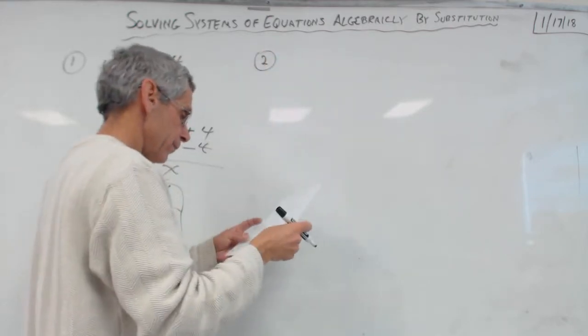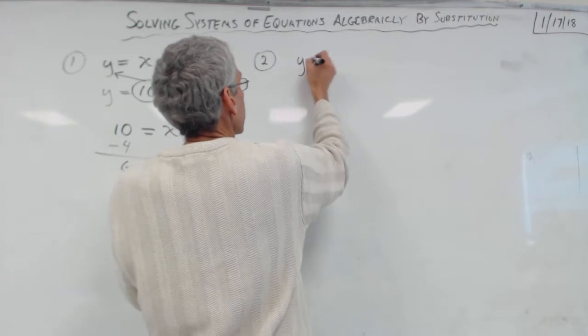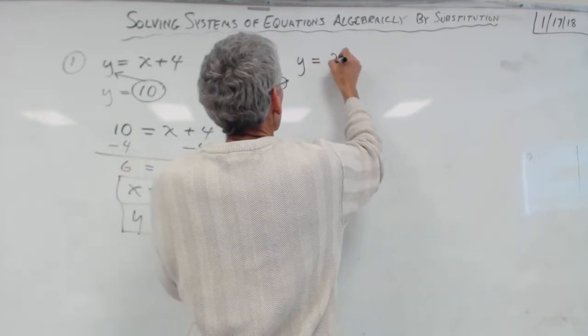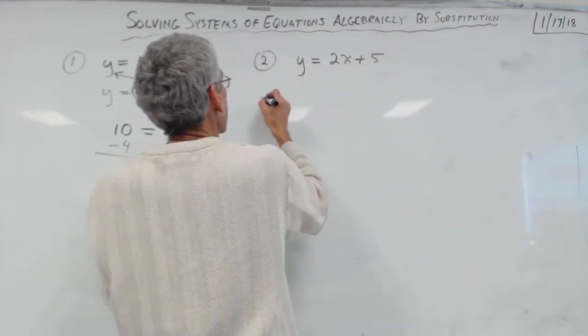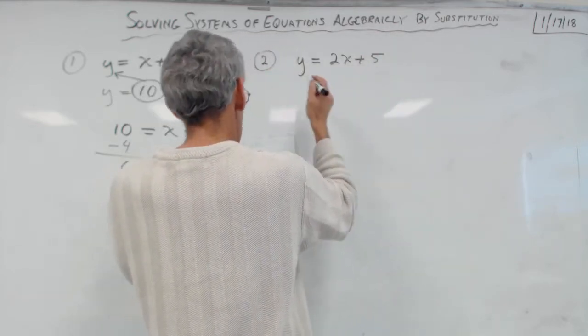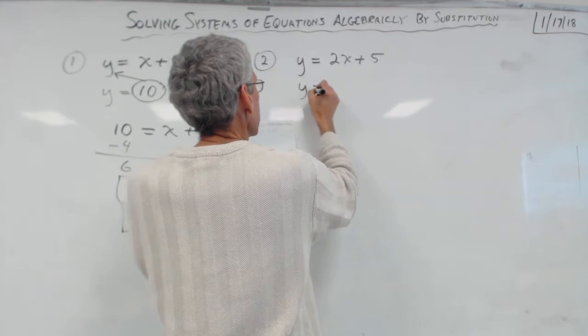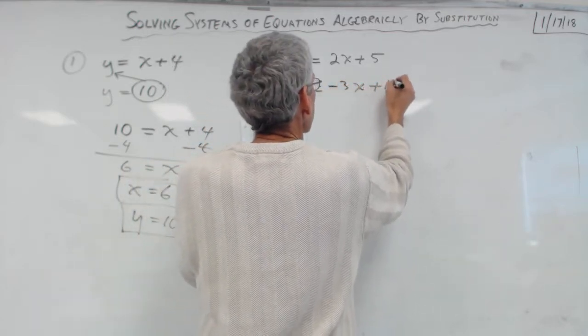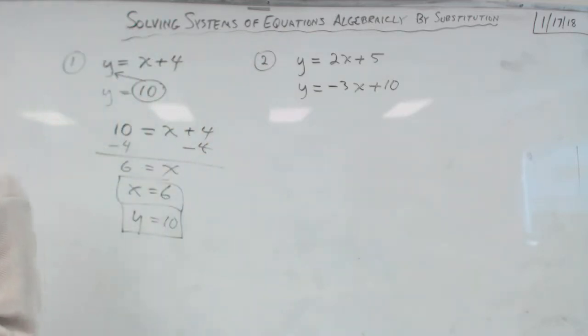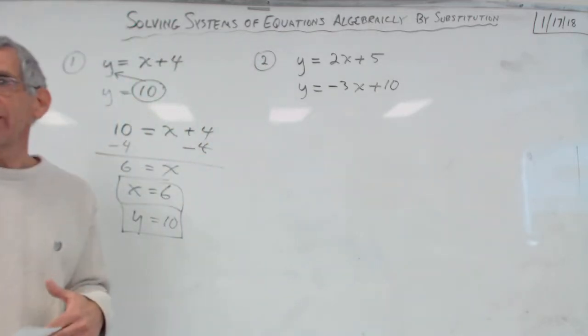Number 2. Now we're going to make it a little harder. Y is equal to 2x plus 5. And then, let me think here. I'll say this: y is equal to negative 3x plus 10. I have two equations.